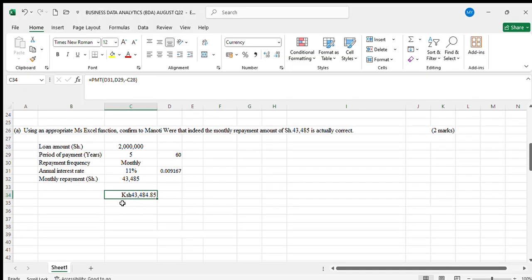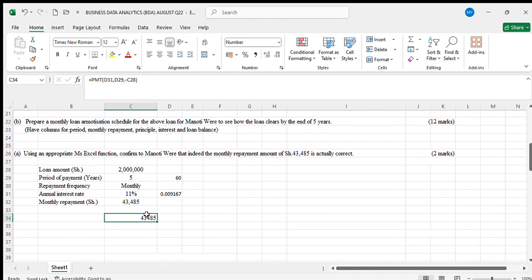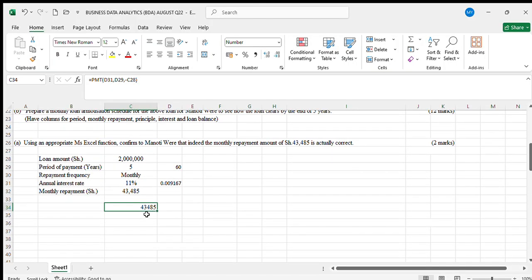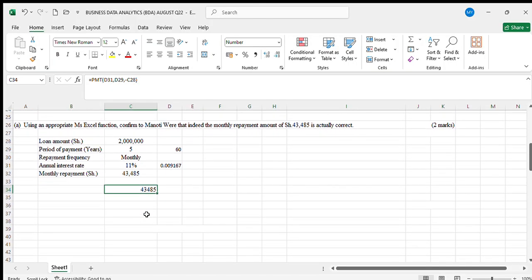Now you can see it's 43. Your monthly repayment was 43,485. You can see now we have got the same figure. You can change it to a number there. Then we can reduce the decimal. So you can see we have gotten the same figure, we have proved to him how the 43,000 monthly repayment has been arrived at using Excel formula.